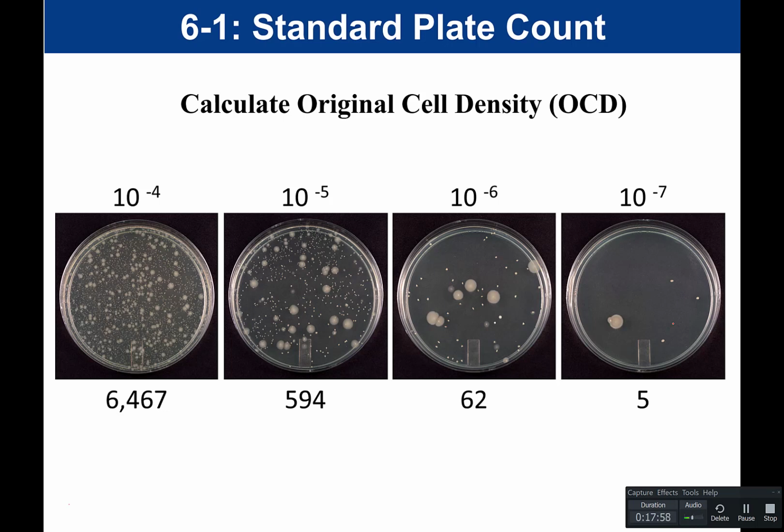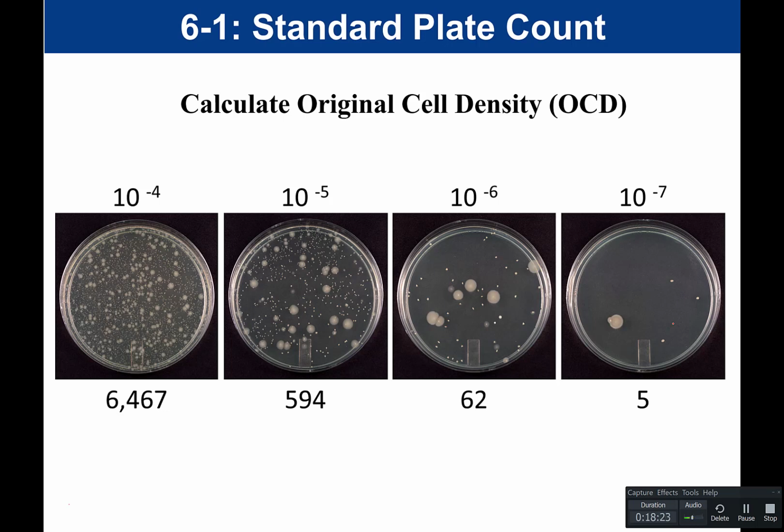Let's say that the first plate is your 10 to the negative 4 plate, and on that plate, it has 6,467 colonies. And then on your 10 to the negative 5 plate, it has 594 colonies. And then on your 10 to the negative 6, it has 62 colonies. And on your 10 to the negative 7, it has 5 colonies.